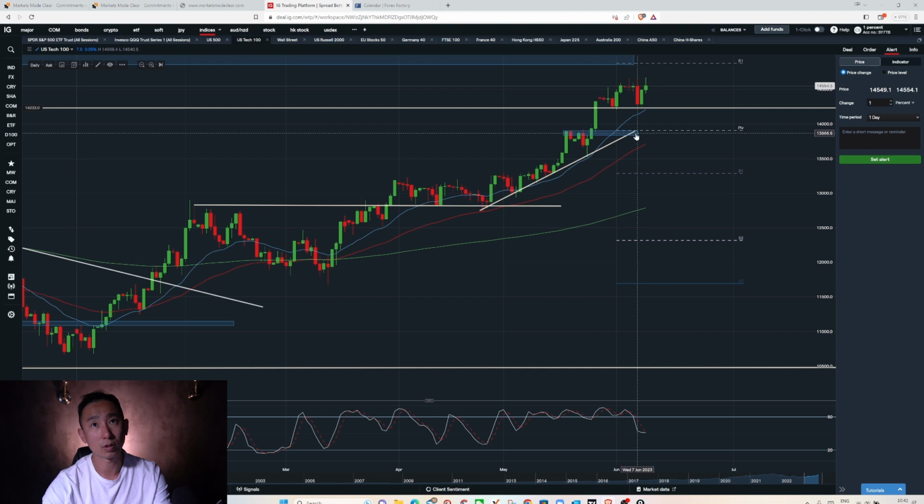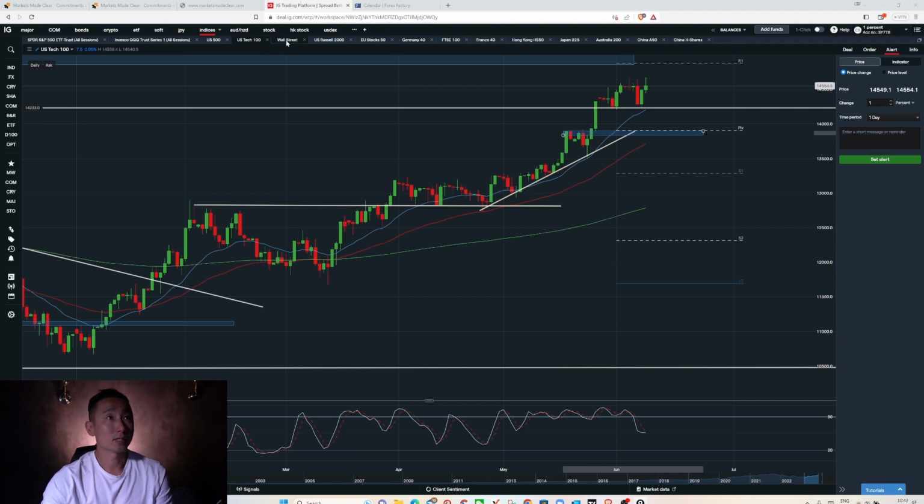I do like to see price come back to around this monthly pivot area, 13,800, 13,900 area. Then maybe I'll take it long again short term on that. But yeah, I'm short term bearish on S&P and Nasdaq.